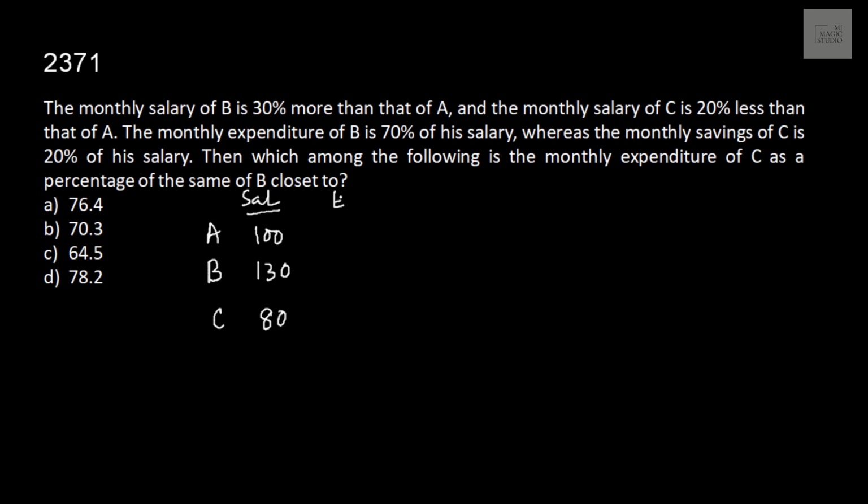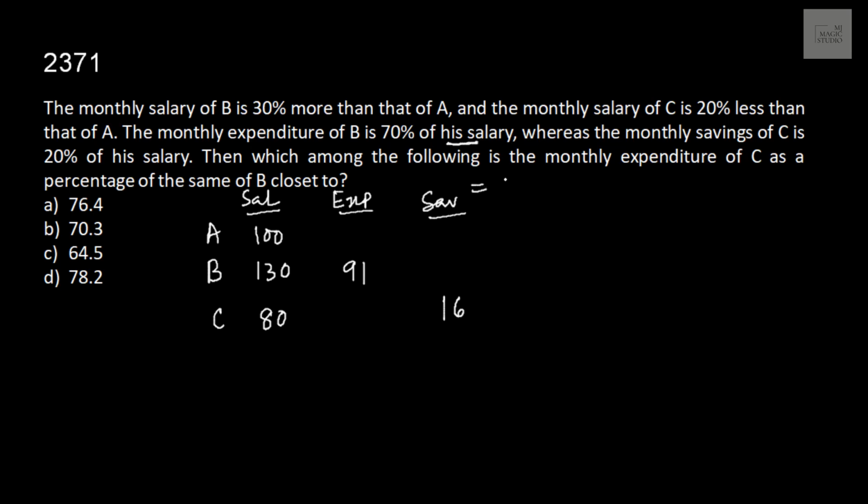Monthly expenditure of B is 70% of his salary. So 130 into 70% would be 91. That is expenditure of B. Whereas the monthly savings of C, so we have savings also, is 20% of his salary. 20% of 80 is how much? 80 into 20% will give 16.